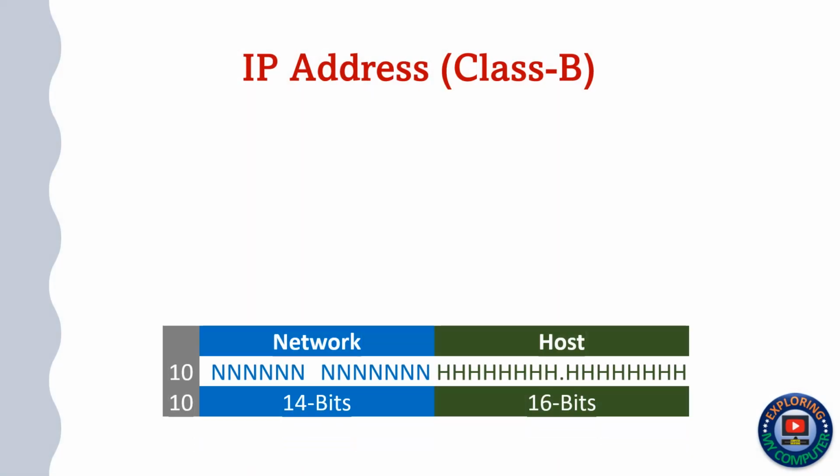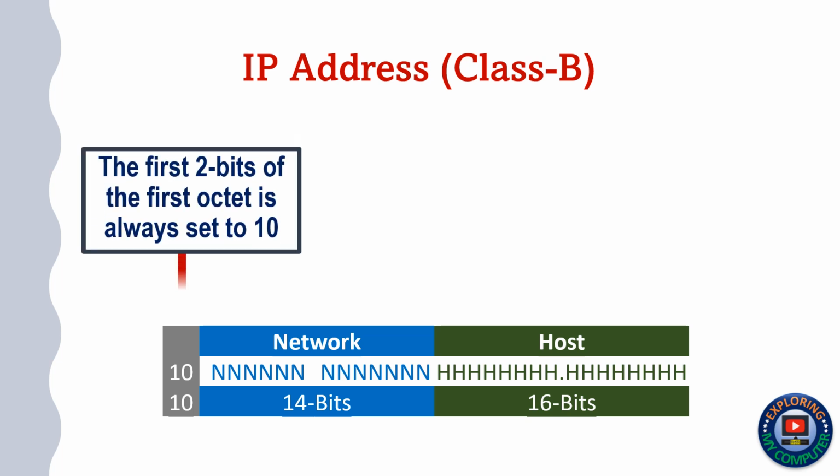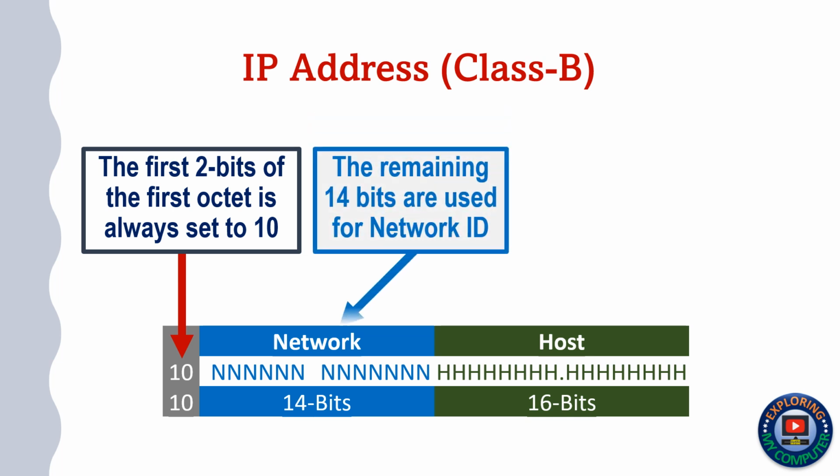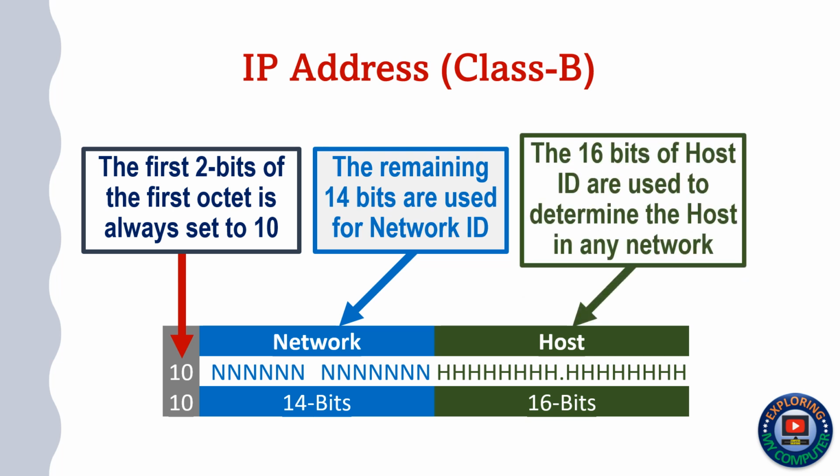Class B IP address format is shown here. In Class B IP address, the first 2 bits of the first octet is always set to 1, 0. The remaining 14 bits are used for network ID. The 16 bits of host ID are used to determine the host in any network.